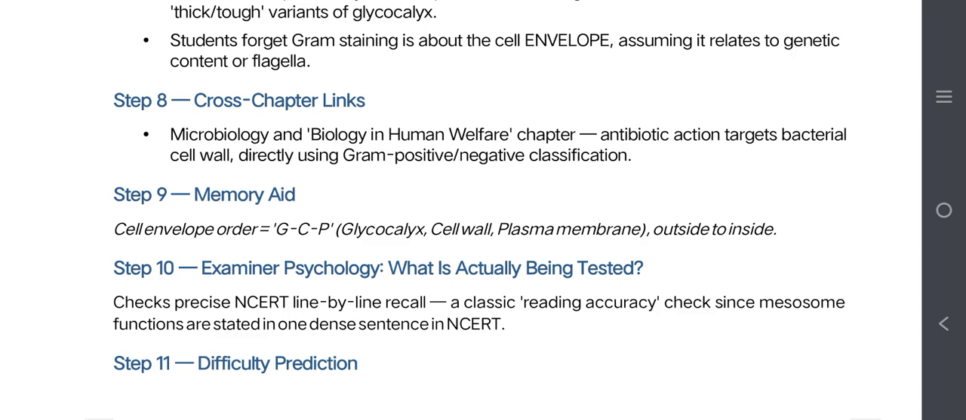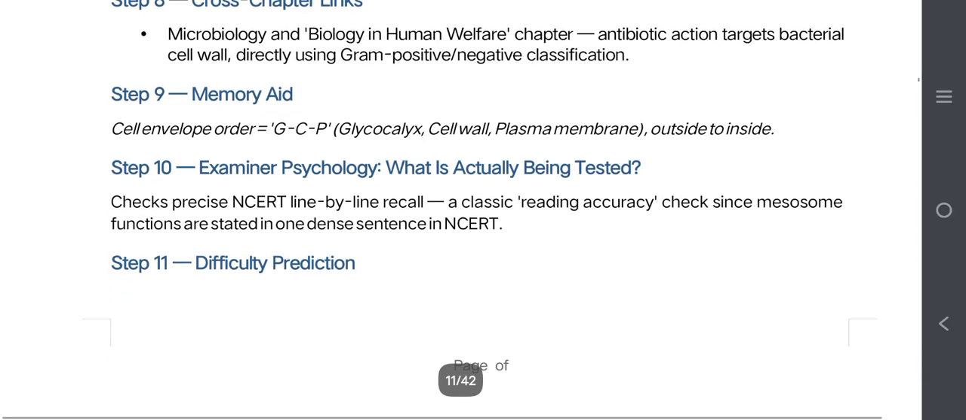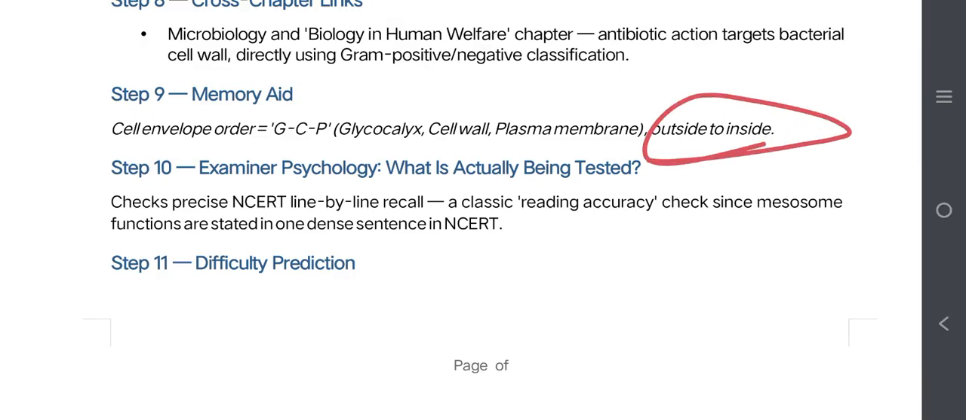Step 8 is cross-chapter links: microbiology and the biology in human welfare chapter. Antibiotic action trigger: antibiotics target the bacterial cell wall directly, using the Gram positive and negative classification. Summary: cell envelope order. We already discussed it. From outside to inside: glycocalyx, cell wall, plasma membrane.